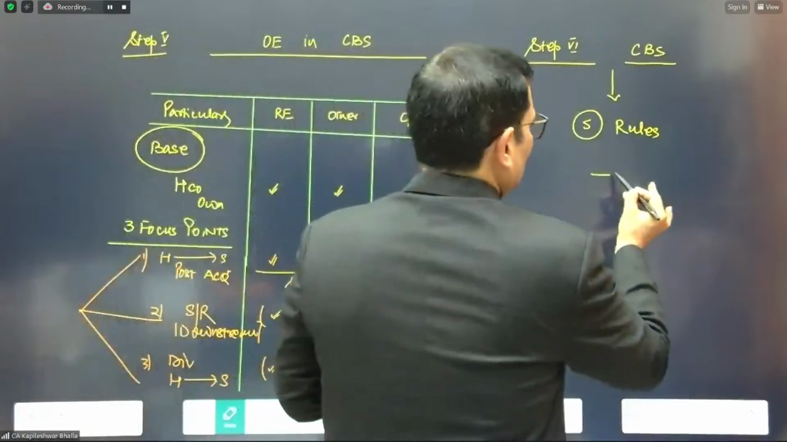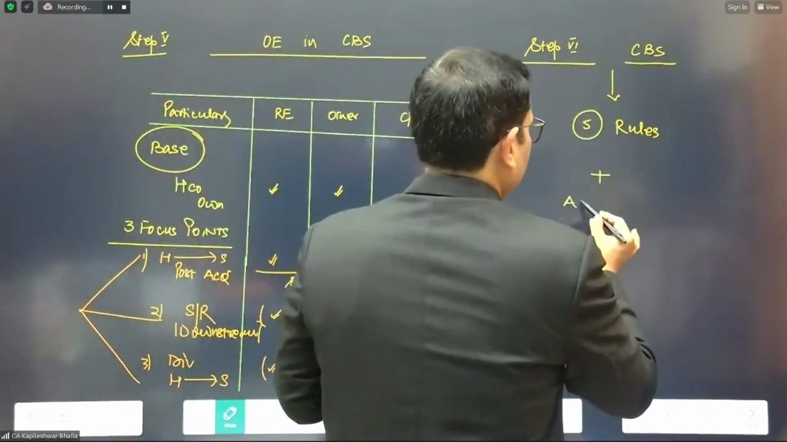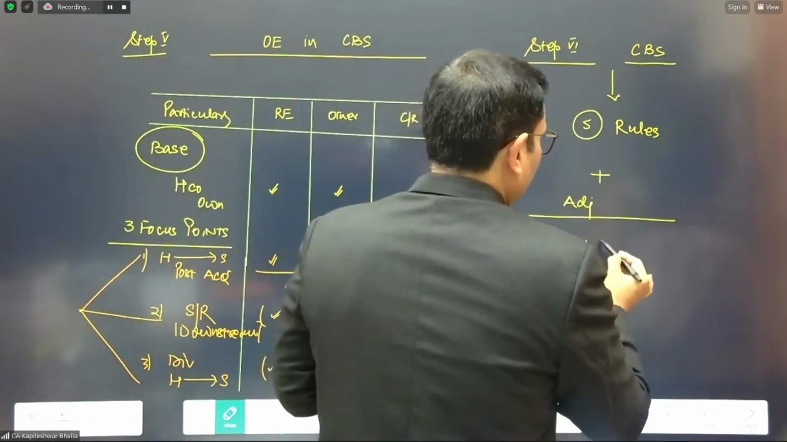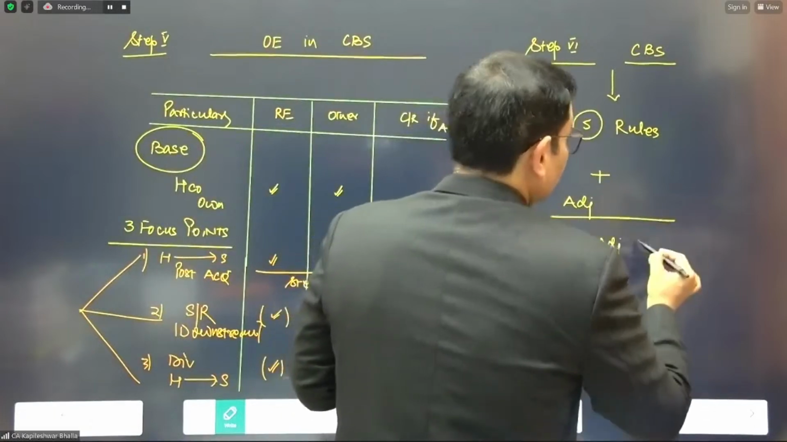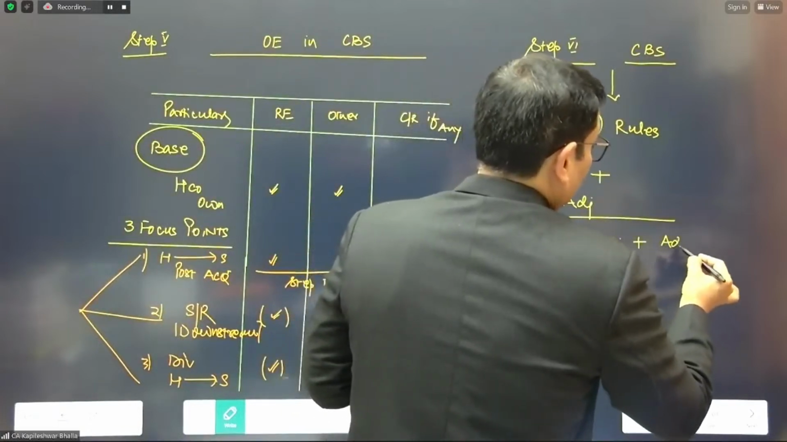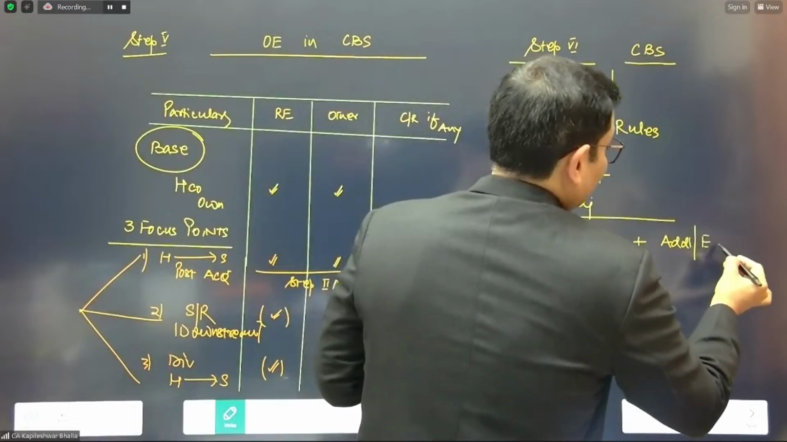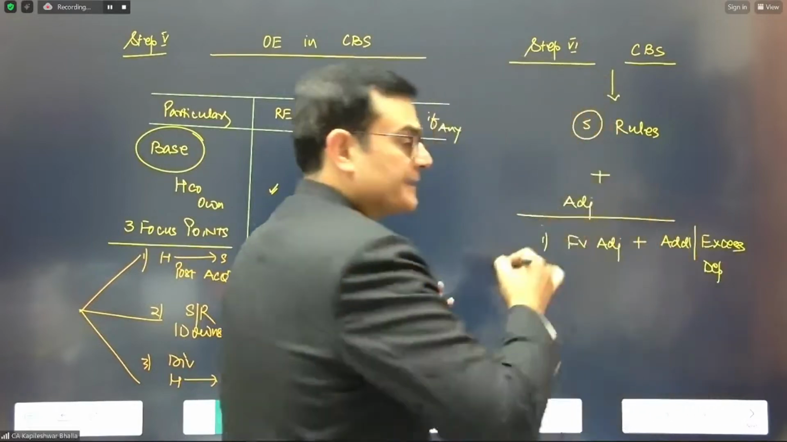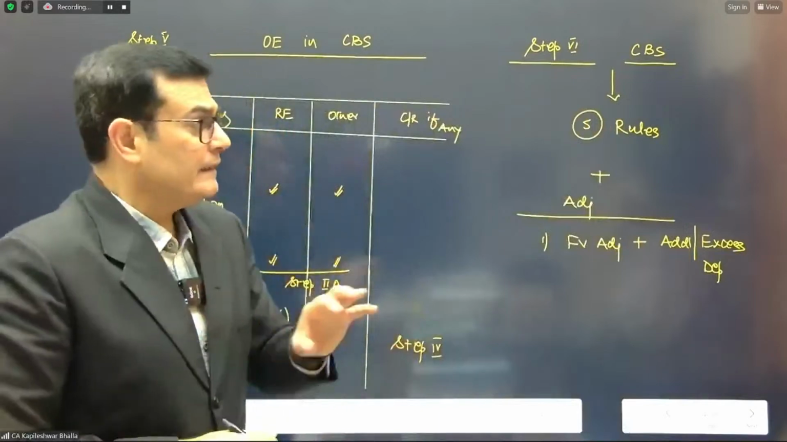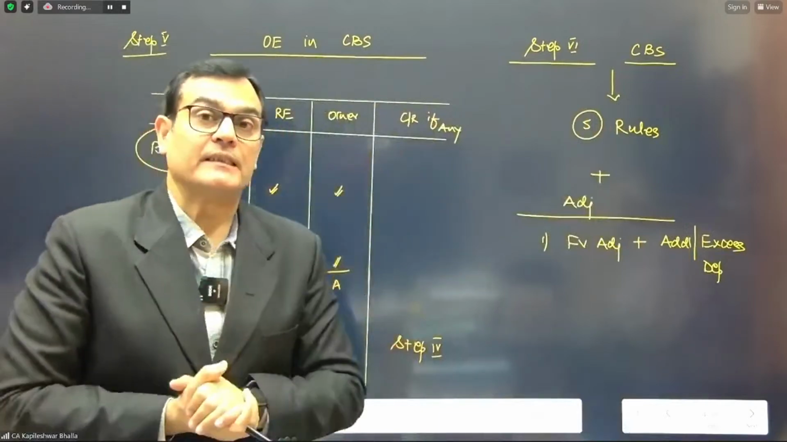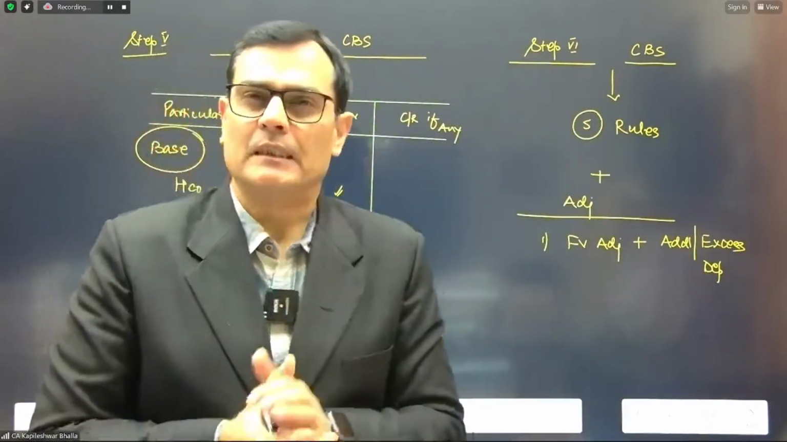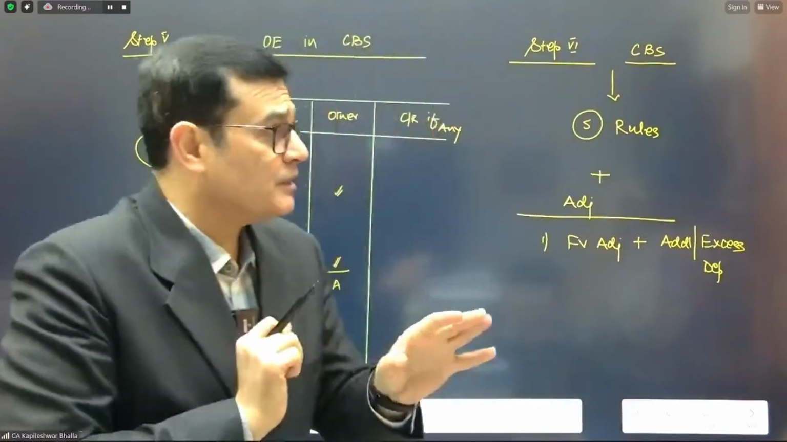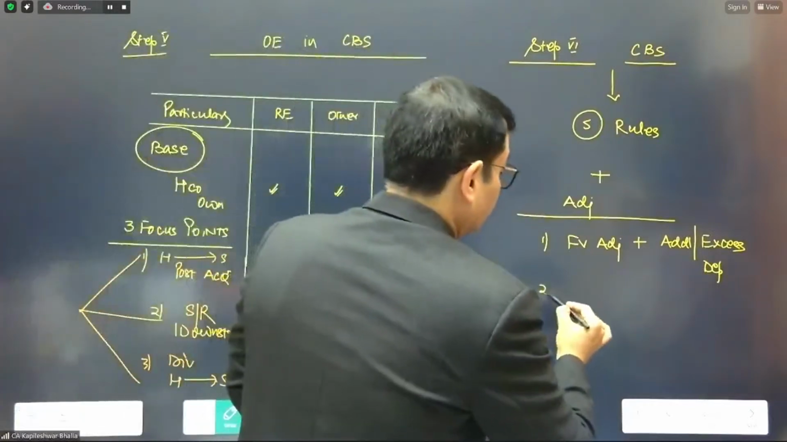But apart from this, what you need to keep in mind is the adjustments. For example, you need to incorporate the fair value adjustments, and you also need to incorporate the additional or excess depreciations as a part of the assets. Because in the additional information, you would have taken care of the fair value adjustments. So when you consider the assets and liabilities, consider the fair value adjustments and excess depreciation.